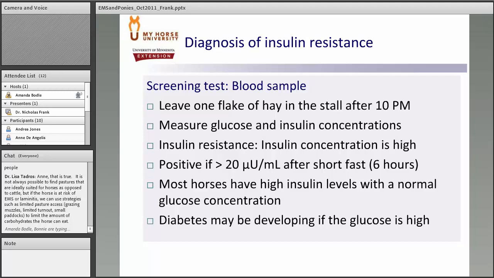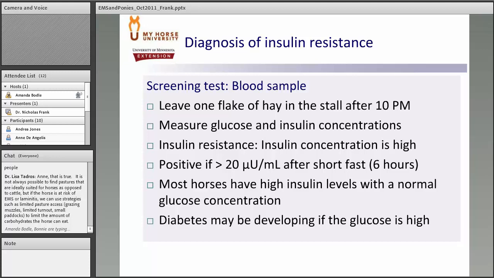This is a very straightforward screening test. Your veterinarian will collect one blood sample, send it off, and look at the insulin concentration in the blood. We like to perform this testing by placing the animal on a short-term fast, taking away the food for just a few hours, about 6 hours. The way to do this is basically to leave one flake of hay with the horse after 10 p.m., and then that animal will be tested the following morning, and it will have finished its hay by no later than midnight. If you're testing the following morning, then you've fasted for about 6 to 8 hours. You can also do it at other times of the day, but most people will follow that type of plan.